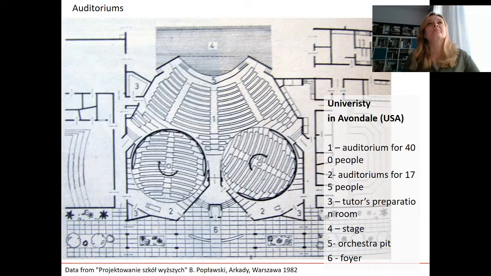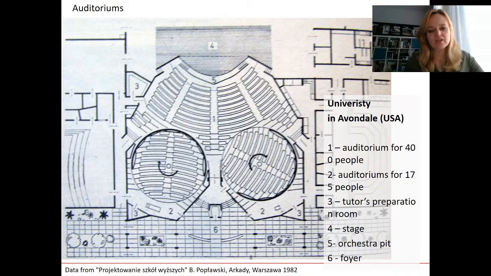Again, it's quite an old example, but these two smaller auditoriums are revolving, so they can either be closed in their own space and have their own stage, or they can be revolved towards the main auditorium and be a part of the larger auditorium. One of my students did a really good project inspired by this concept. So it's something very interesting with the revolving part.